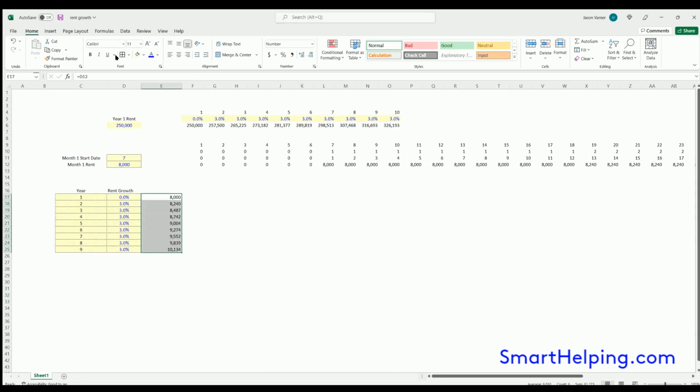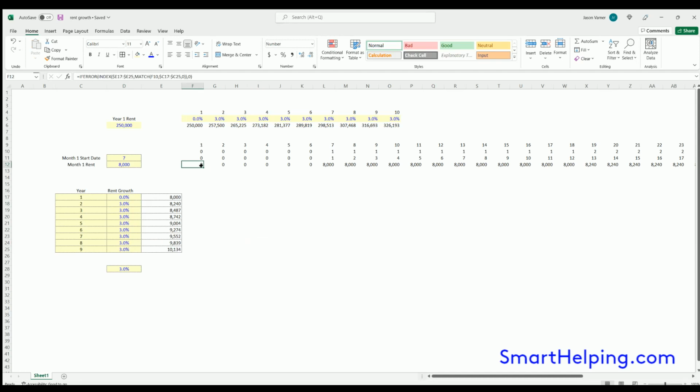Okay, the other way, let's say I want to increase the rent by 3% each year but I want to do it within the amount. So like I want to go from 8,000, and then by the end of the 12th month, I want to be at 8,240. So 3% higher. In that case, you do a little bit different.